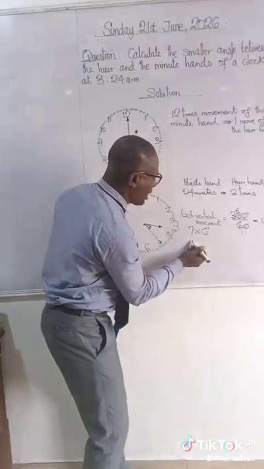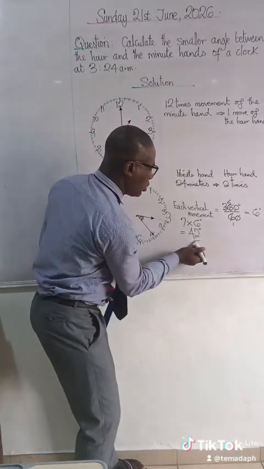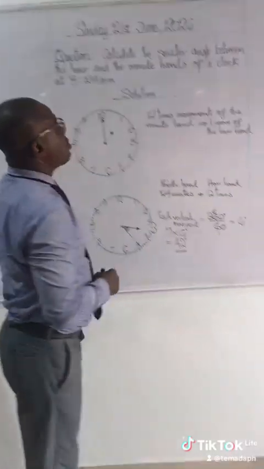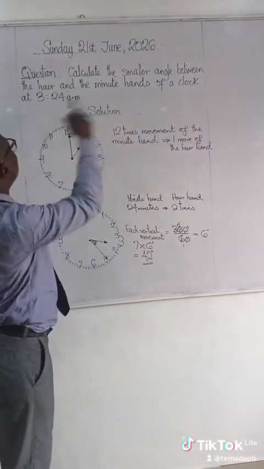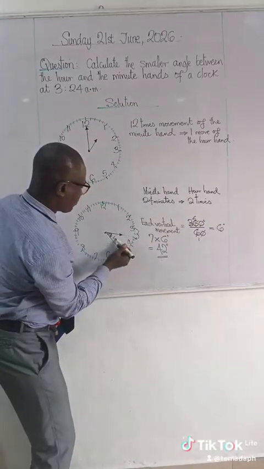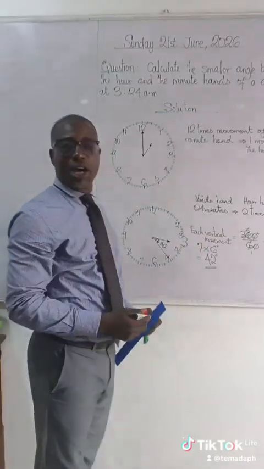Now with this, 7 times 6 will give us 42 degrees. And that is the smaller angle between the hour hand and the minute hand. That is 42 degrees. I hope this explanation helps.